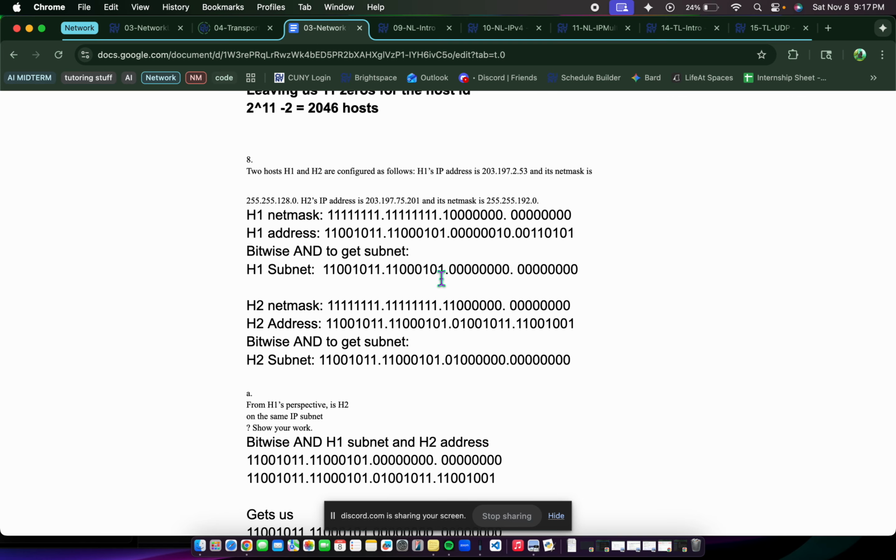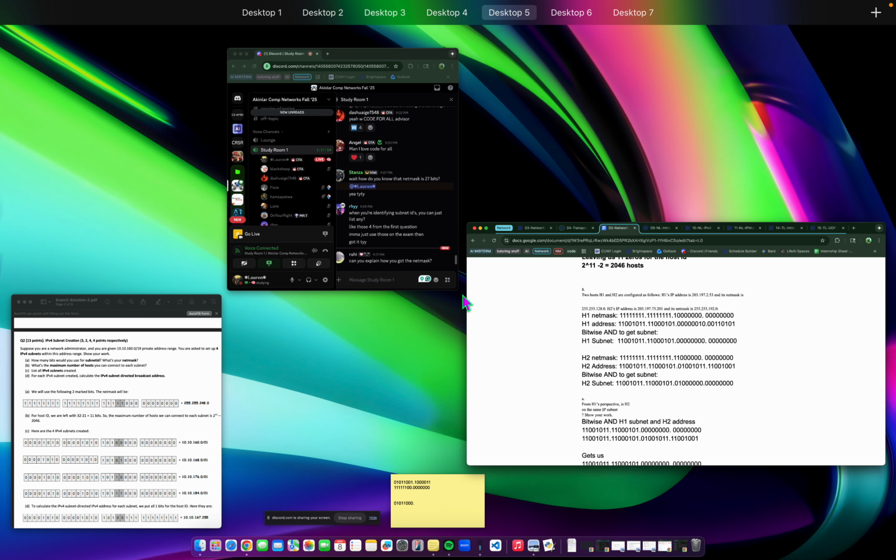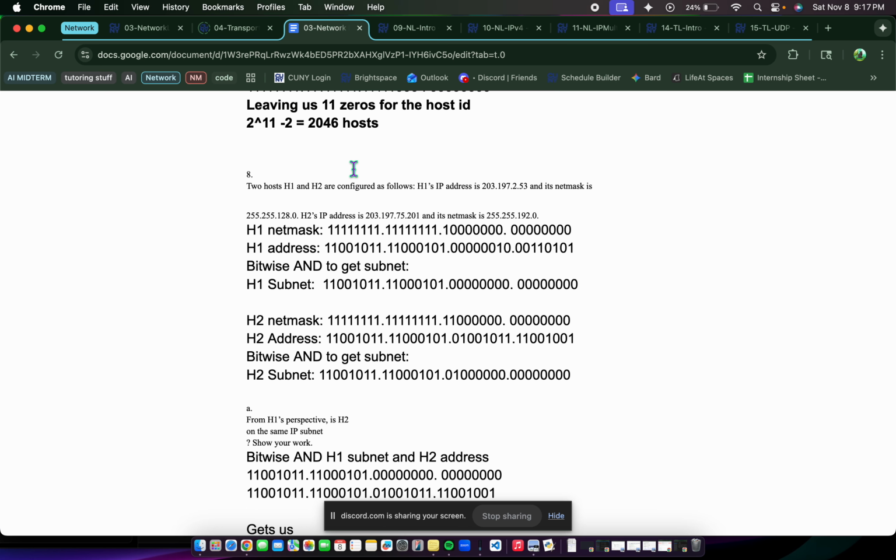Here we go. Okay. So, what's given to us? Each one's IP address is this. Its net mask is this. So I'm given H1's net mask and H1's address. I can bitwise AND them and I get the subnet. And the same thing goes with H2, right? I'm given the IP address and the net mask. I bitwise AND them and I get the subnet. So those two things are given to us.